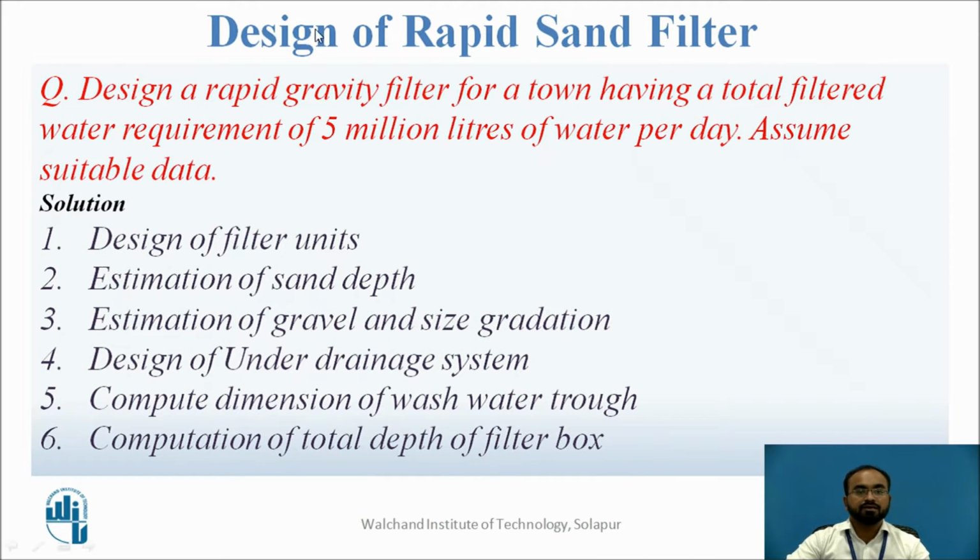The question is: design a rapid sand filter for a town having a total filtered water requirement of 5 million liters of water per day. Assume suitable data. There will be 6 parts under which we are designing. First is design of filter units, then estimation of sand depth, estimation of gravel and size gradation, design of under drainage system, then computing the dimensions of the wash water trough, and computation of the total depth of the filter box. The first 3 parts we will talk about today.